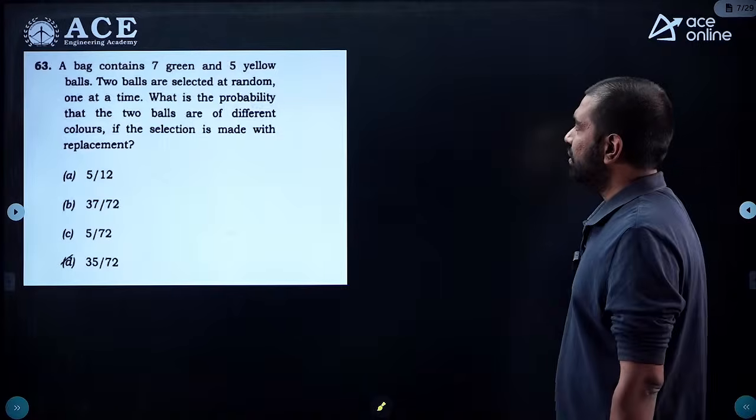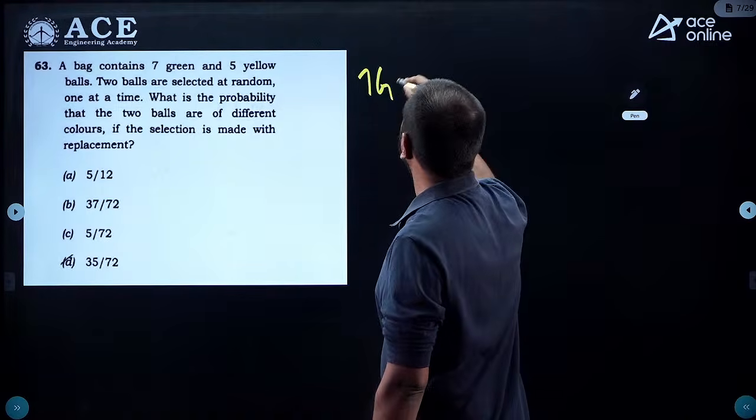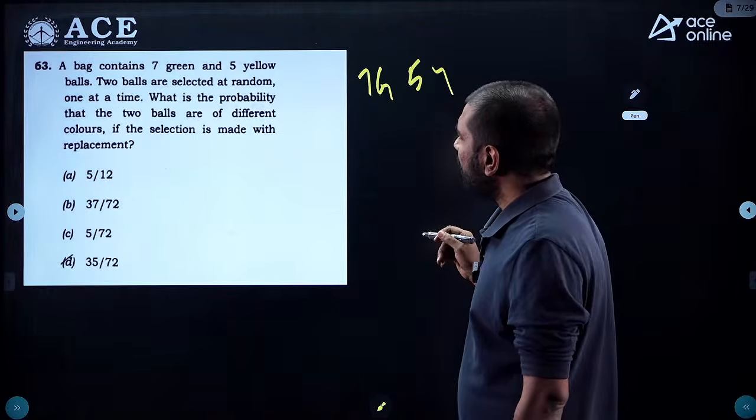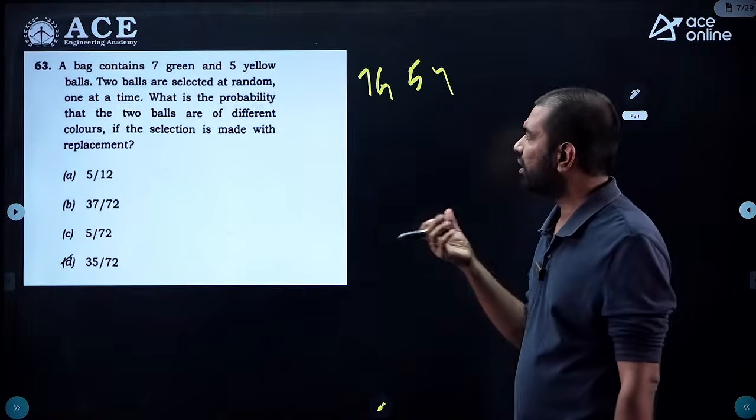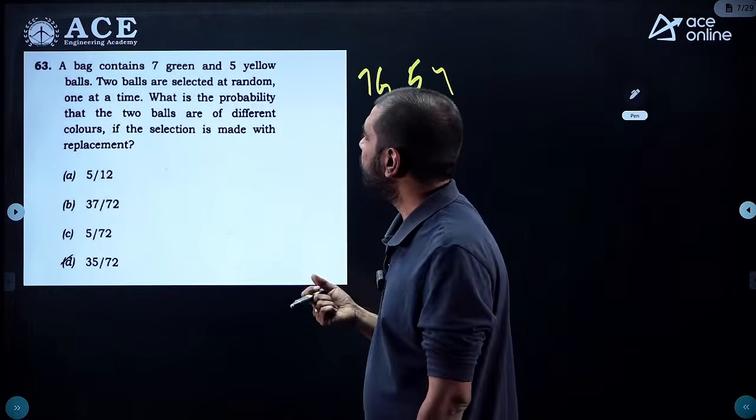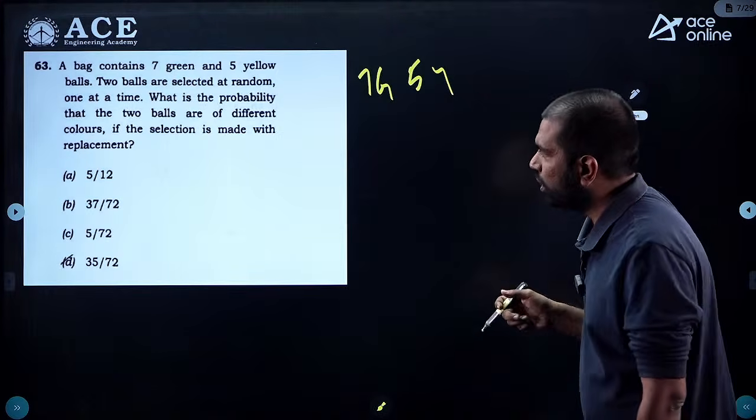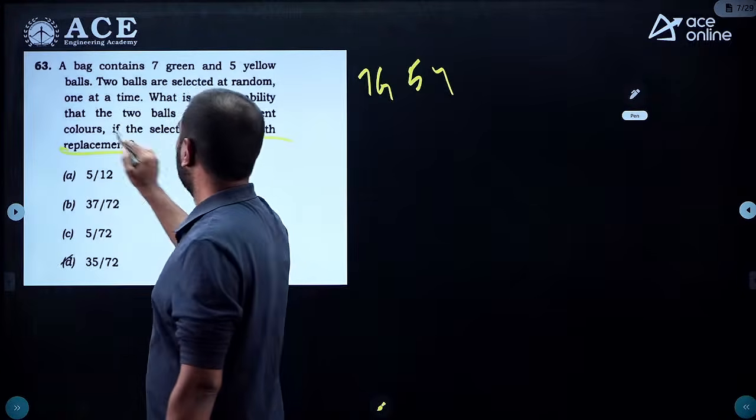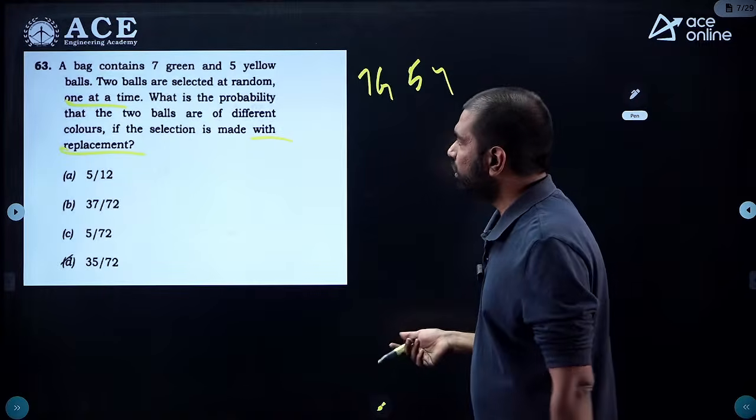It says a bag contains 7 green and 5 yellow balls. 7 green and then 5 yellow. And 2 balls are selected at random, one at a time. So how are the balls drawn? One at a time. What's the probability that 2 balls are of different colors if the selection is made with replacement? So the keywords are with replacement, and then they are drawn one at a time. So they want it to be different.